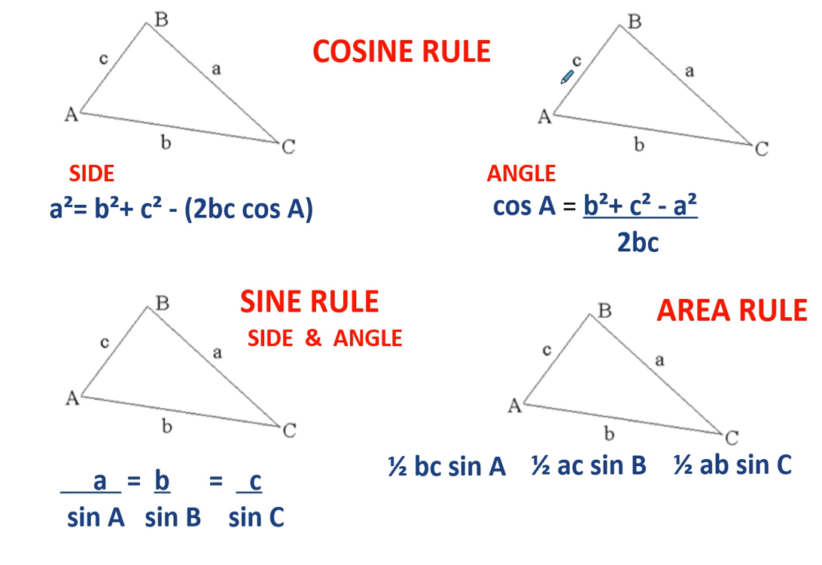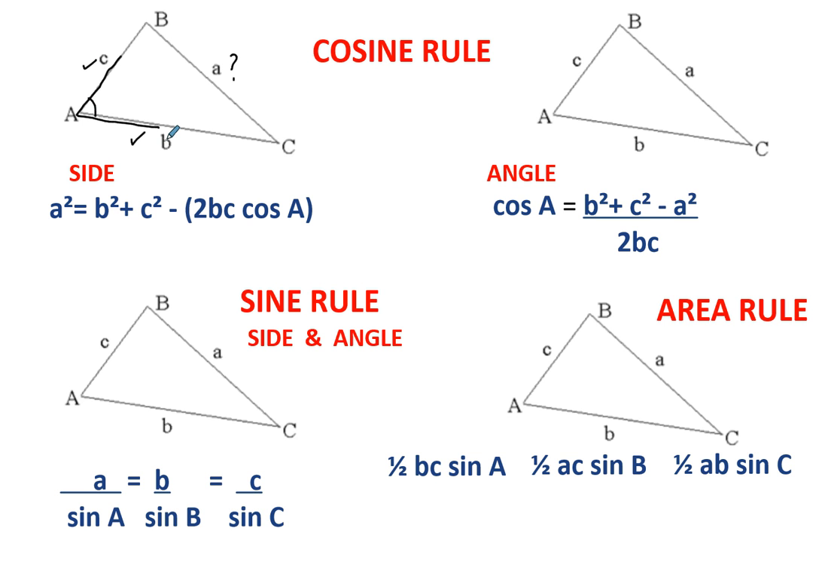Okay, so the cosine rule, if you need to find a side, you need a v. So there's your v, and you want to find that side there. So you're going a squared equals b squared, which you have, plus c squared, which you have, minus 2 times b times c times cos a.